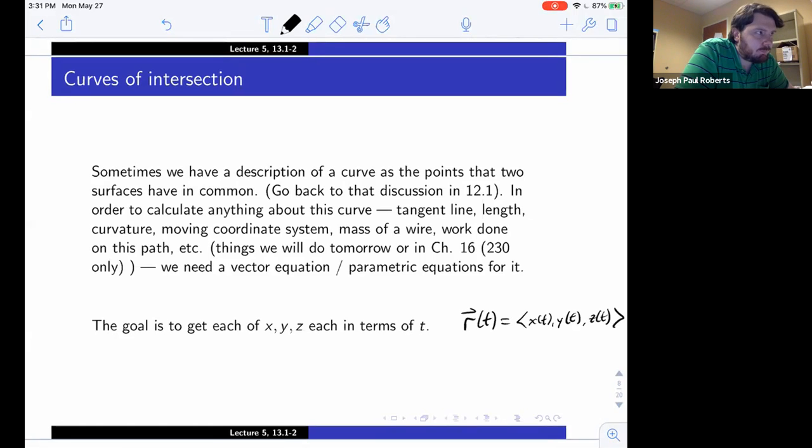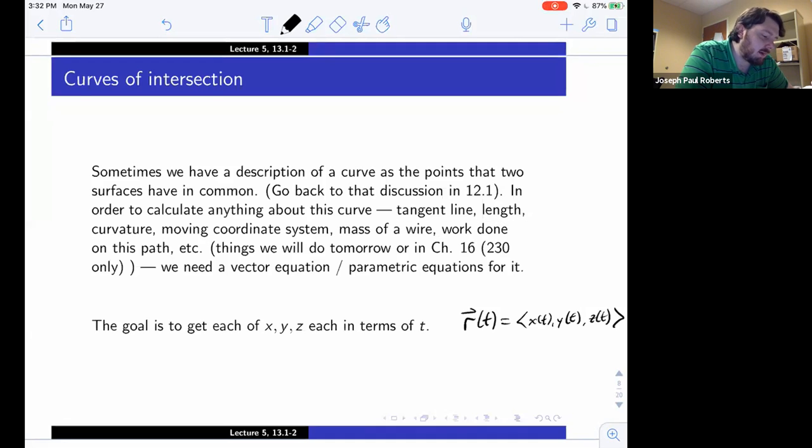Between the calculations we'll talk about tomorrow and for Math 230 in Chapter 16, we're going to do things like tangent lines. Well, actually, we'll do that one today. But then tomorrow we'll do arc length, curvature, coordinate systems. In Math 230, towards the end of the course, we'll talk about the mass of a wire and work done by a force on a non-straight line path and all kinds of fun stuff.